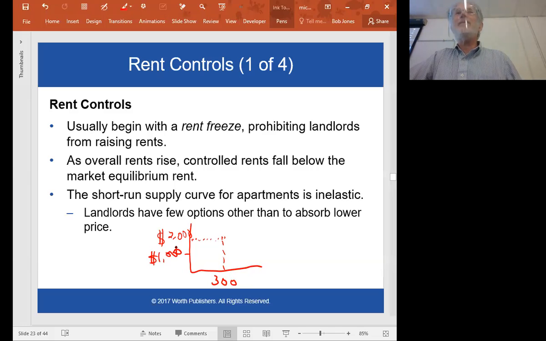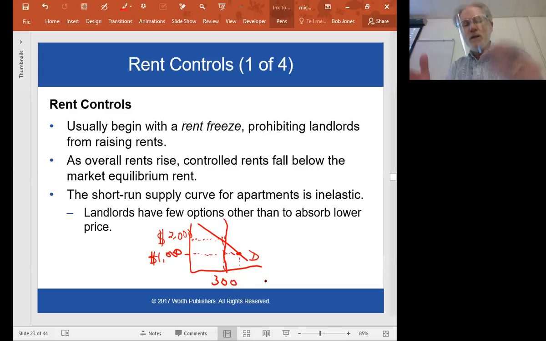What can landlords do? If you own an apartment complex, can you say, well, I'm just going to take my apartment and go somewhere else? No, once you build it, it's there. The short run supply curve is going to be very inelastic, right? And so if you've got a demand curve here, you impose the ceiling, you're still going to have the same number of units available, but consumers want more now.